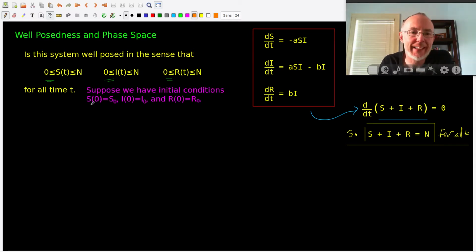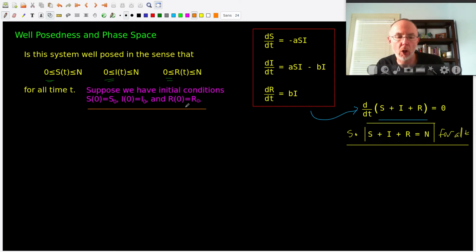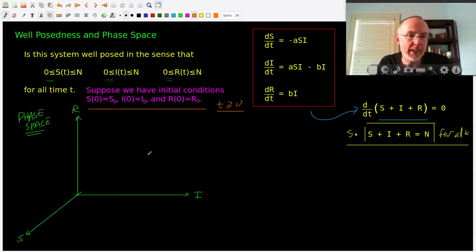So we're going to start by thinking about a set of initial conditions for these differential equations. In other words, at time 0, the number of susceptible people is S sub 0, infected is I sub 0, recovered or removed is R sub 0. And we're going to imagine what happens as time goes forward. So we're interested in seeing what happens for all time greater than or equal to 0. And we're going to think about phase space.